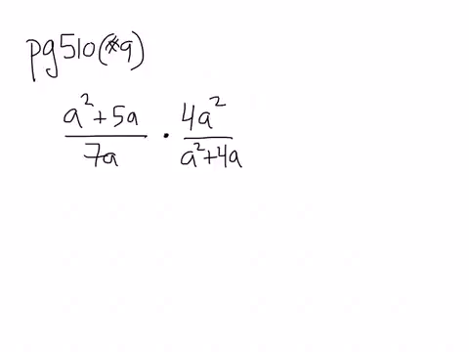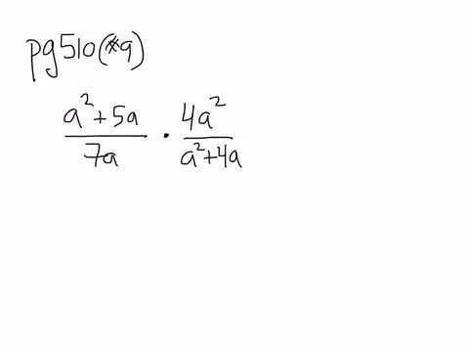All right, this is problem number 9 from page 510. It's section 7.2. And the directions say multiply or divide as indicated and simplify. So what I'm going to do is I see that this is multiplication, so I could just multiply straight across. But what I'm going to do first is try and factor as much as I can and see if anything will cancel out, like divide out to ones.